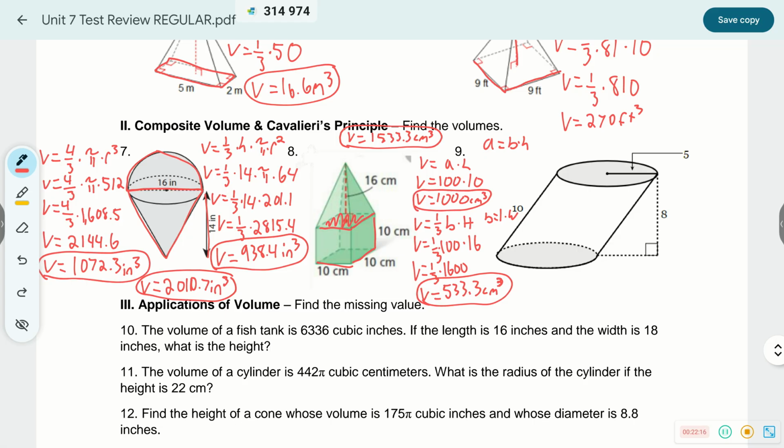Okay, so first you have to find the volume of the first shape, then find the volume of the second shape, and then you add those together.